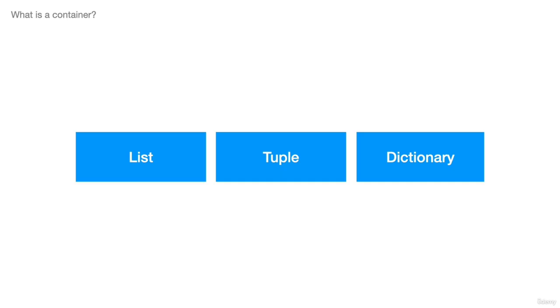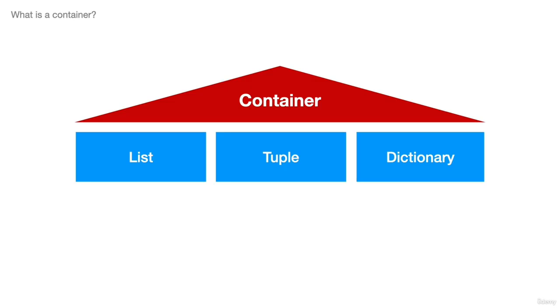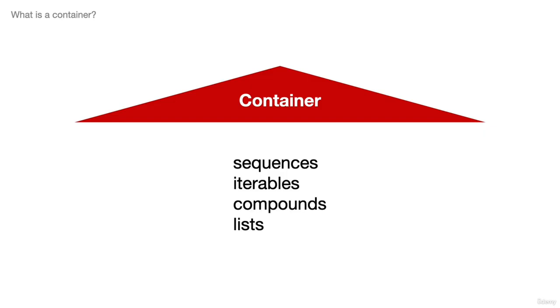I bet you have already worked with lists, tuples, and dictionaries. These are objects that can contain other objects. They are collectively known as containers. Unfortunately, there is some confusion in the naming here. Containers are also known as sequences, iterables, compounds, and to add to the confusion, containers are sometimes also called lists.